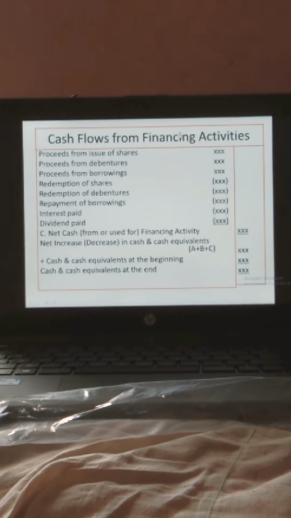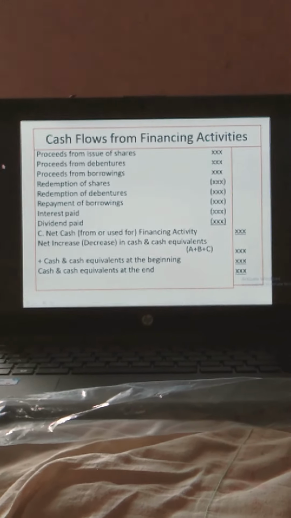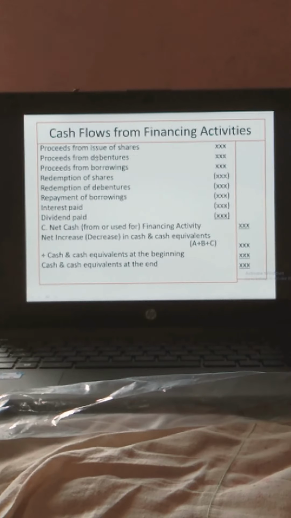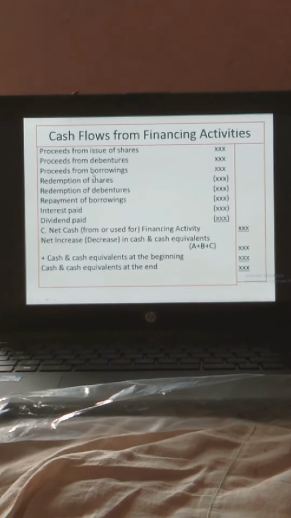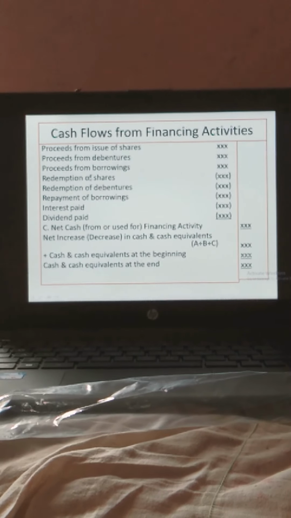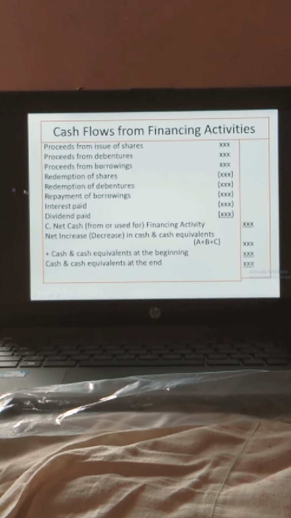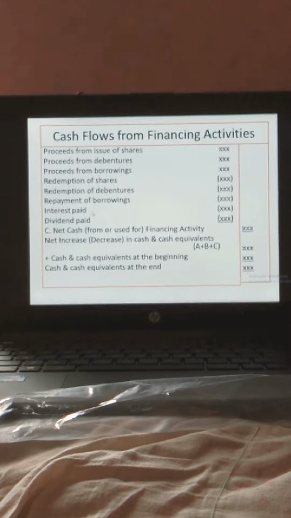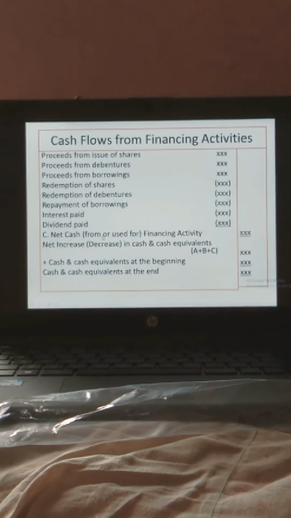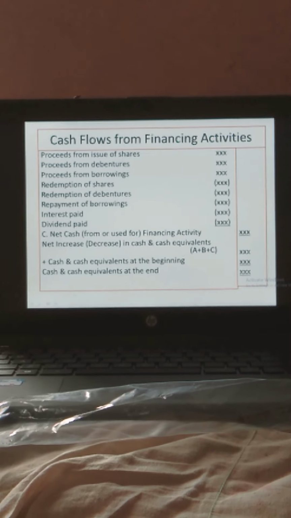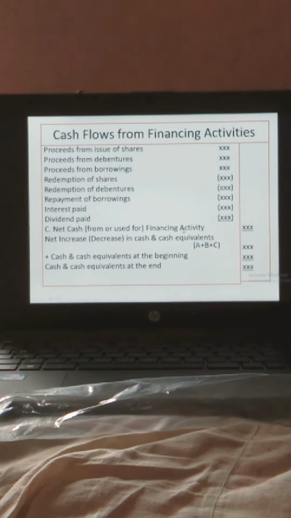Then cash flow from financing activity includes proceeds from issue of shares, proceeds from debentures, proceeds from borrowings, and we have to deduct redemption of shares and debentures, repayment of borrowings, interest paid and dividend paid. Then you are getting net cash from financing activity or net cash used for financing activity.